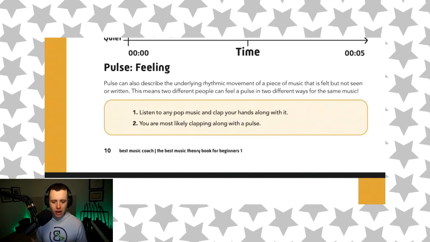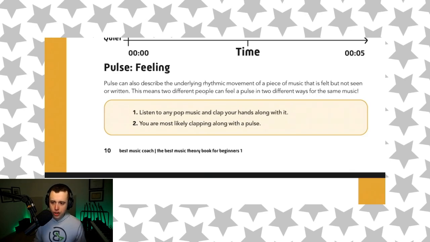And when we use pulse in this context, it actually means a feeling. So the word pulse can also describe the underlying rhythmic movement of a piece of music that is felt by you, but not seen or ever written down.